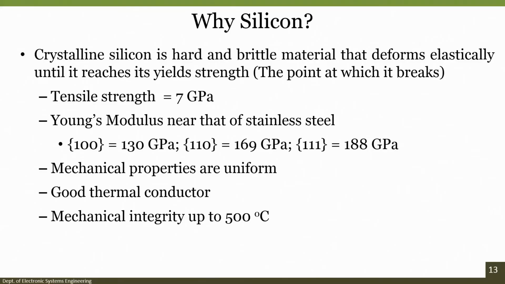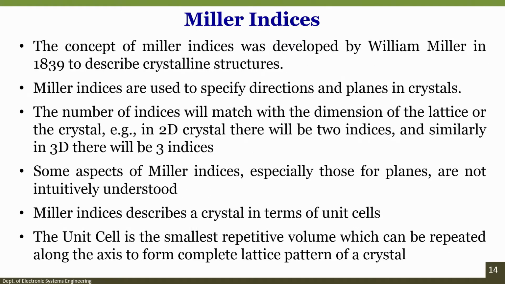So crystalline silicon is a hard and brittle material that deforms elastically until it reaches its yield strength, and tensile strength is about 7 gigapascal. Young's modulus, you can see, is near that of stainless steel. Mechanical properties are uniform, it is a good thermal conductor, and has mechanical integrity up to 500 degrees centigrade. So these are some of the important things about silicon material.